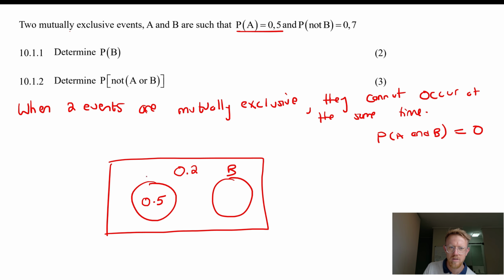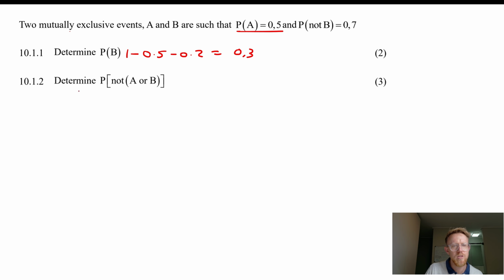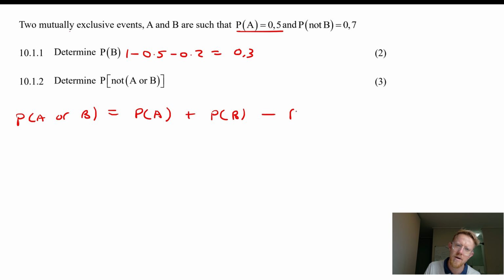And so let's just put this A nicely over there and B nicely over there. So if we say 1 minus 0.5 minus 0.2, that'll be 0.3. So this is 0.3. This question says, determine the probability that it is not A or B. Okay, let's first just work out what is the probability of A or B. Now we know that there's this formula in our formula sheet that goes P of A plus P of B minus the P of A and B.